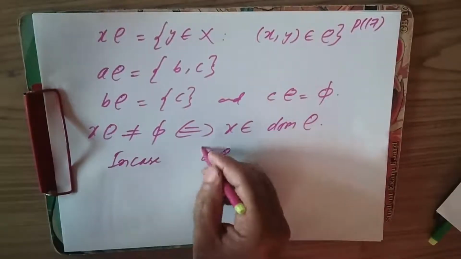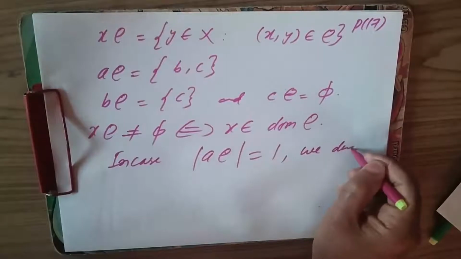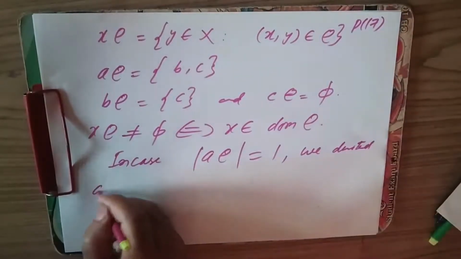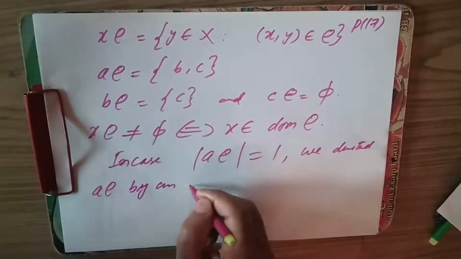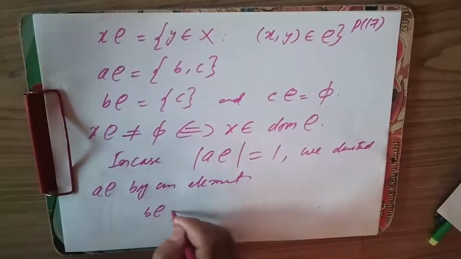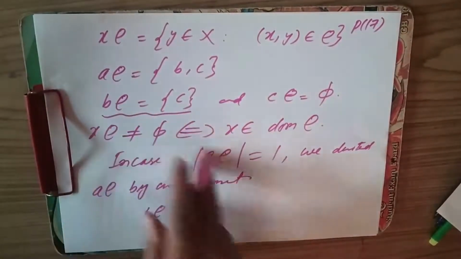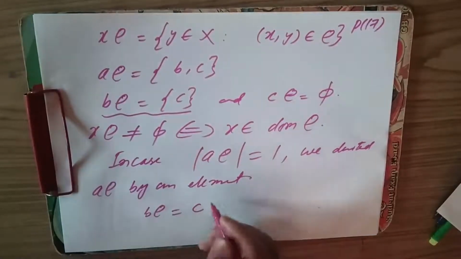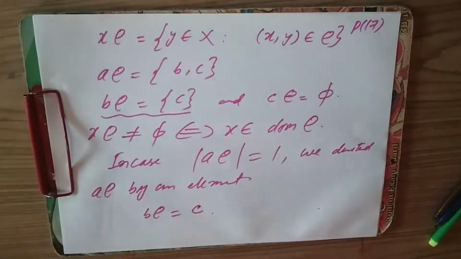In case A rho has only one element, its cardinality is 1, then we denote A rho by just an element, not by a set. For example, in this case B rho is equal to C because its cardinality is 1. So in that case we denote it by just an element, not by a set. That's the notation.